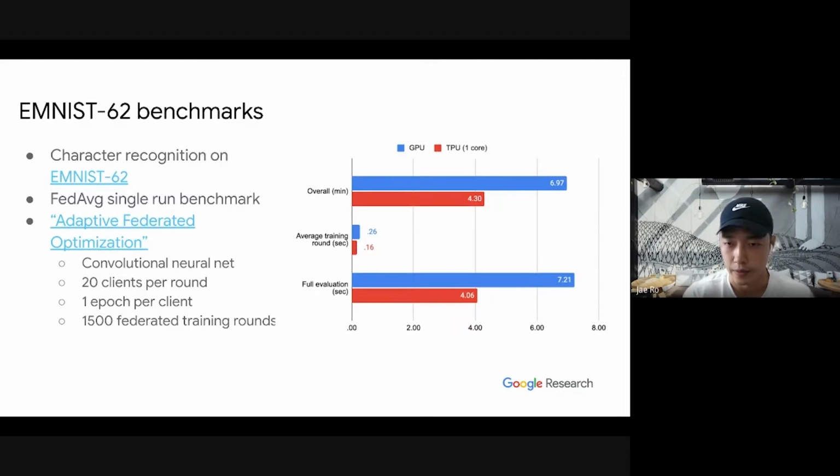In this case, we are training a CNN with 20 clients per round, 1 epoch per client, and 1,500 training rounds. On the right, you'll see a graph where we compare FedJAX speeds on different accelerators, a single GPU versus a single TPU. Obviously, the TPU is a little bit faster, but with GPU you can still run this full experiment in under 7 minutes, and with TPU under 5 minutes, which is quite fast.